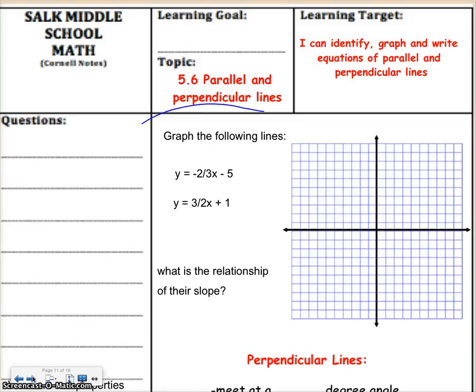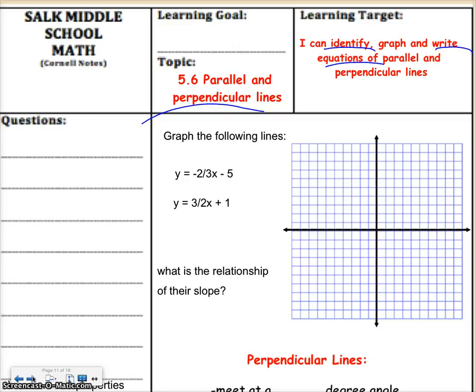Today we're moving on to perpendicular lines, and what you're going to be able to do is identify perpendicular lines and write equations of perpendicular lines. So I want us to be able to identify via a graph what a perpendicular line looks like. So I want you to graph these two lines.